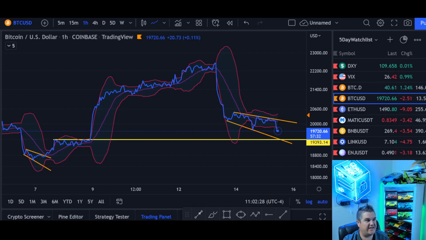Let's look at Bitcoin on the hourly charts. Keep you updated for what is going on today, what to look for the remaining time period in the trading day, and maybe looking into a couple days from now, going into the weekend and the weekly close.